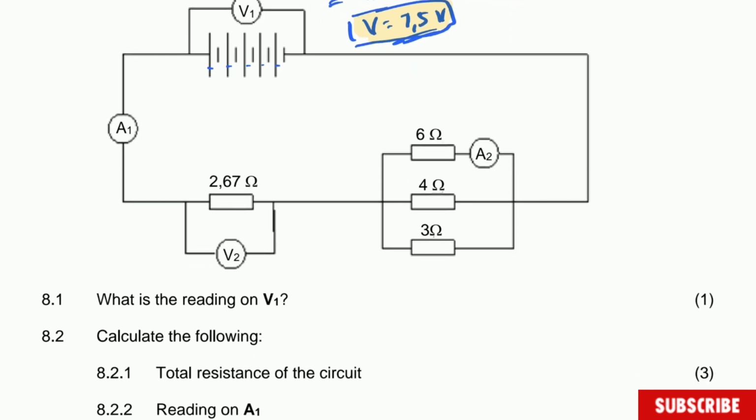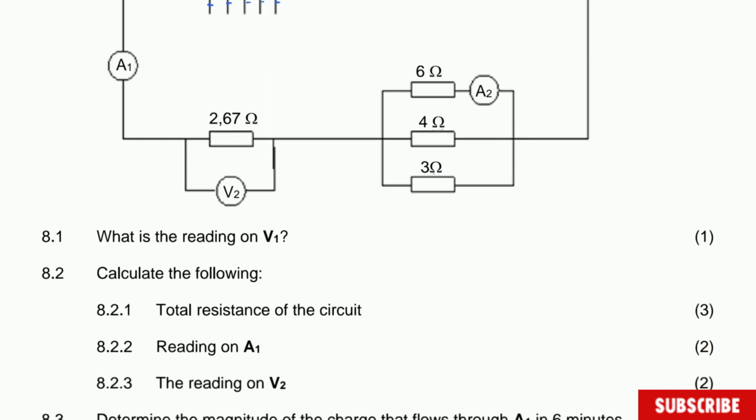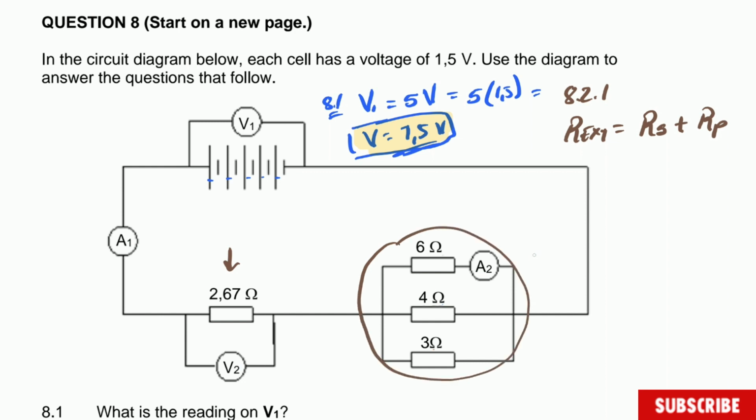Calculate the following: total resistance of the circuit. Now, to calculate the total resistance of the circuit, this one is 8.2.1, the total resistance of the circuit external, we're going to call it external. However, that is for grade 12, we know that they are in series plus in parallel. We have one resistor in series, which is this one here, and all these ones are in parallel. So we have to calculate the R parallel there. What I want you to do is to calculate this one separately. So let's calculate the R parallel first.